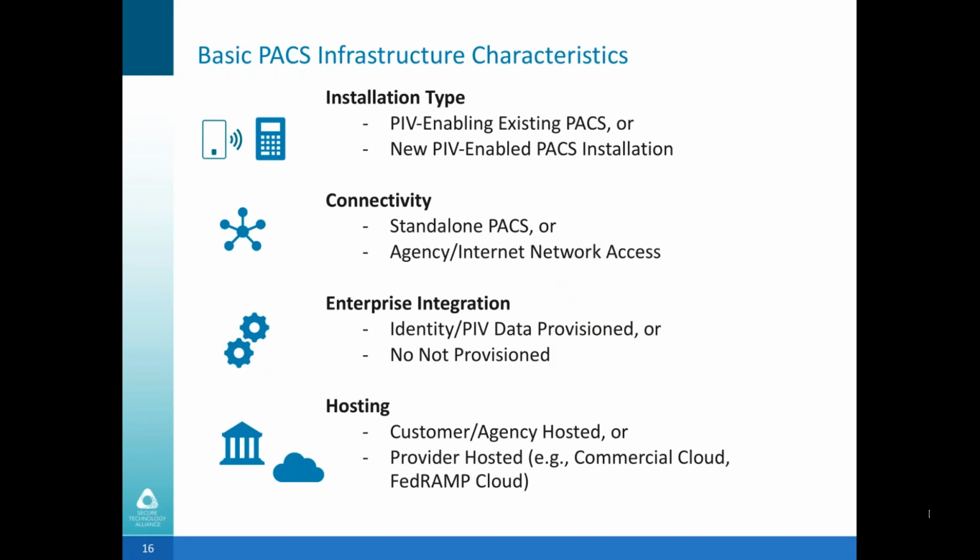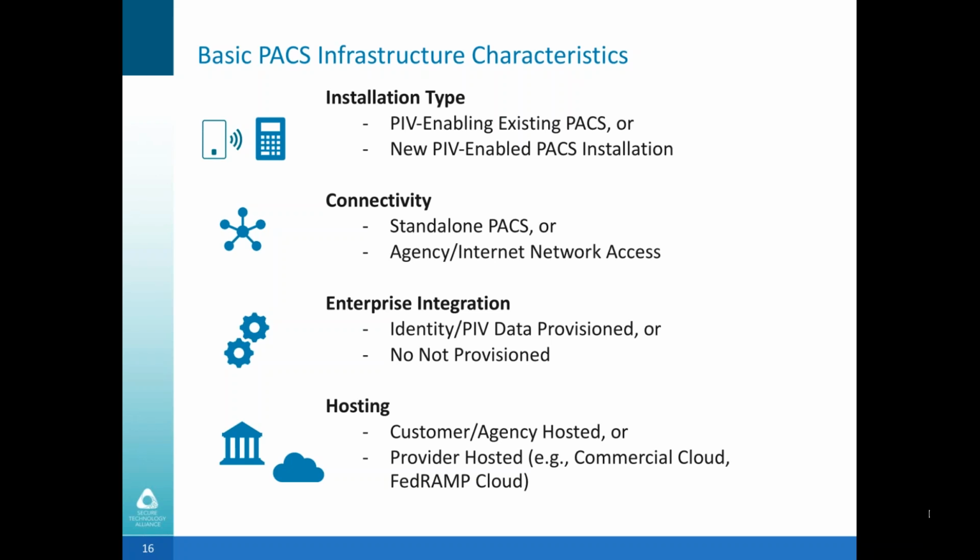In this slide, we're addressing some fundamental PACS infrastructure characteristics. Just to go over them, we have the installation type, connectivity, enterprise integration, and hosting. For the installation type, the project may involve PIV enabling an existing legacy PACS system or installing an entirely new PACS. For connectivity, the PACS or parts of it may be standalone with no network connectivity, or it may be connected to an agency or client network with a gateway to the internet.